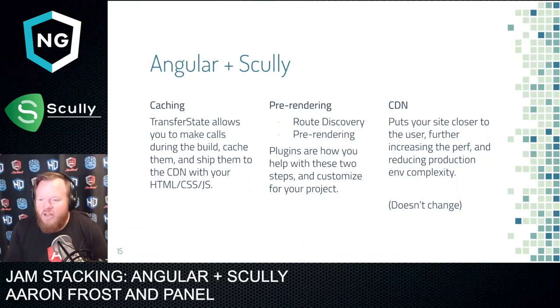All right. For pre-rendering, Scully is going to pre-render your website. And sometimes you need to help it. So there's a nice plugin system where you help Scully with the pre-rendering. And there's two main pieces of what it's doing. The first part is route discovery, where it's like, hey, how many routes are in this app? I've never seen this app before. And it has to go through and discover the routes in your app. Once it's done discovering your routes, it's then going to pre-render all the routes that it found.